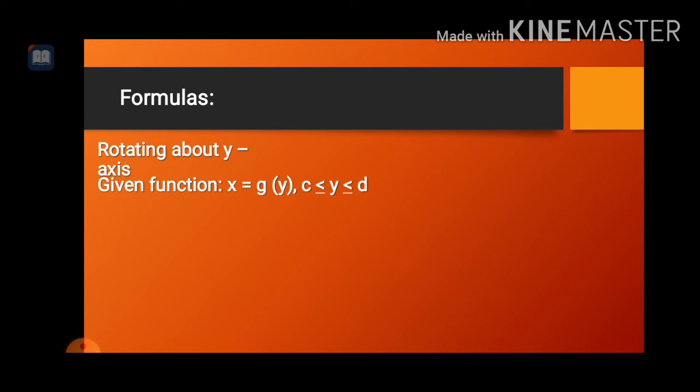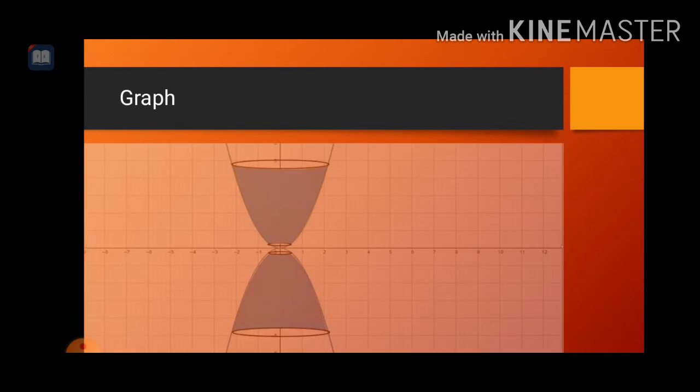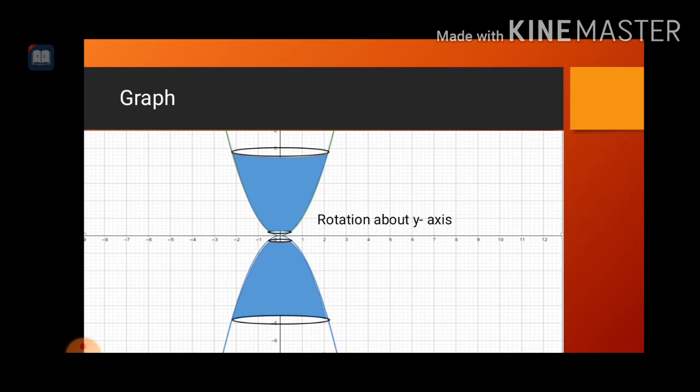And the y-axis, that is the formula. SA is equal to the integral from c to d of 2 pi g(y) times the square root of 1 plus (dx over dy) squared dy. So this is the graph. As you can see, this is the rotation about the y-axis.